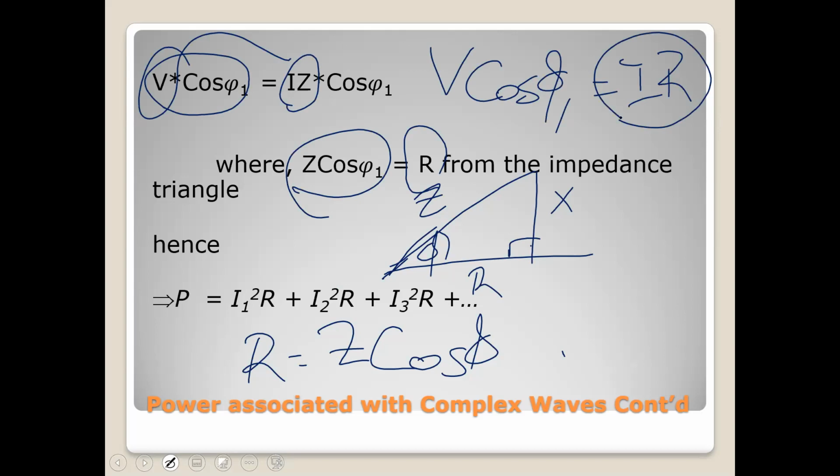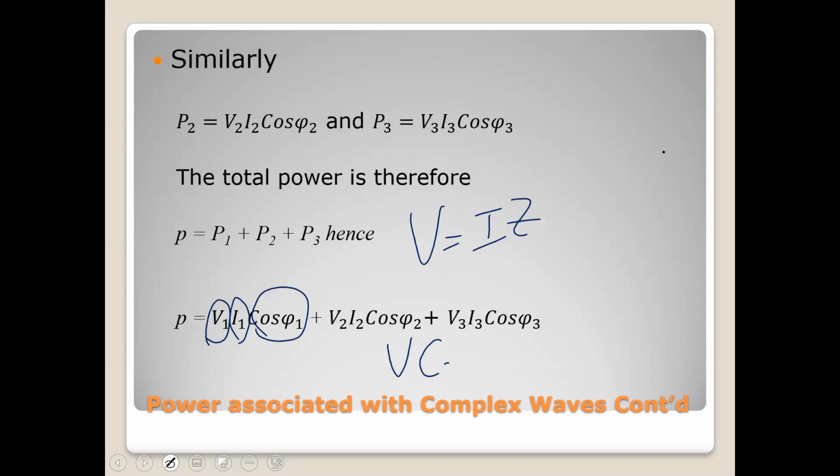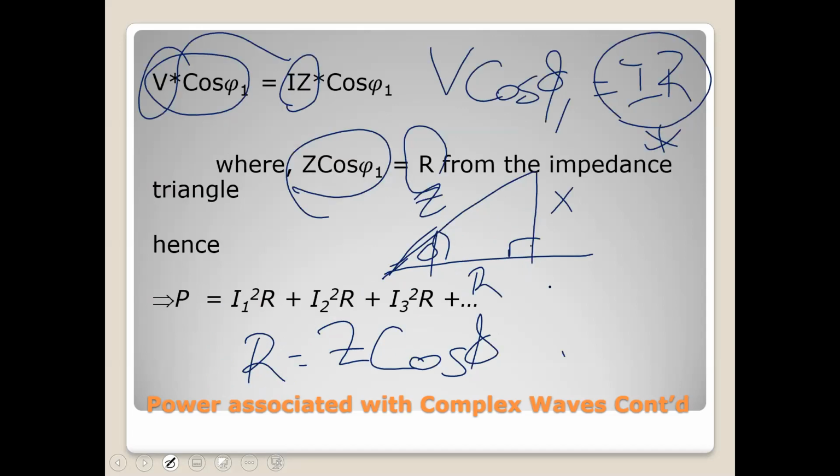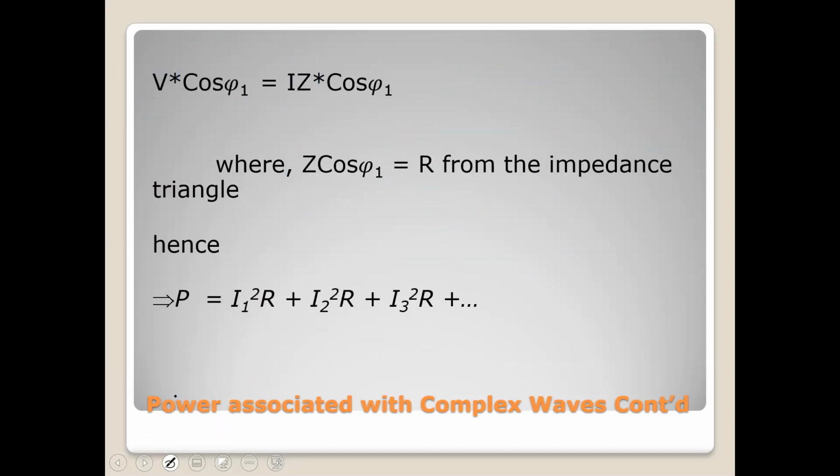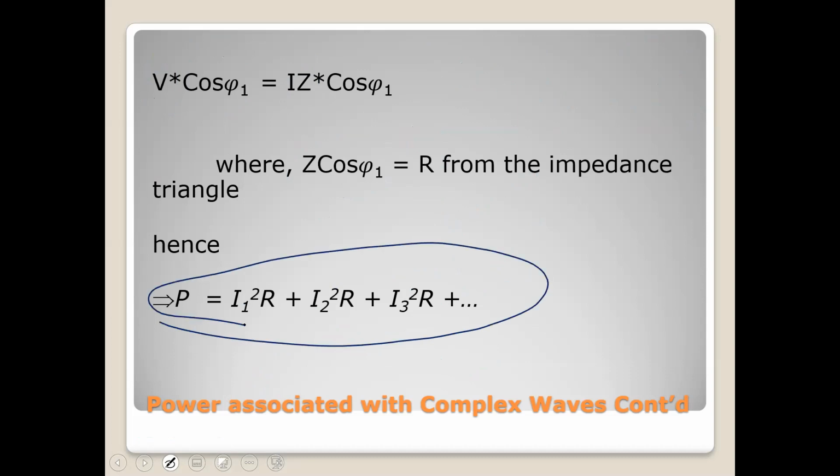So if I substitute IR into this expression for V cos phi, then I'm going to get I1 times I1R. For this one, I'm going to get I2 times I2R. And of course, for V3, I'm going to get I3 times I3R, which is how we end up with this expression. So I'm just substituting for V cos phi.